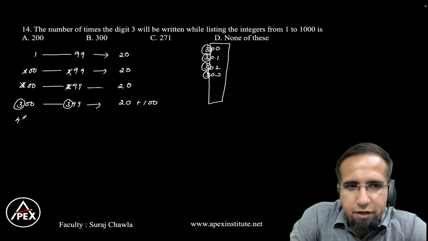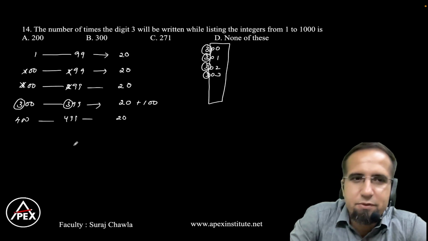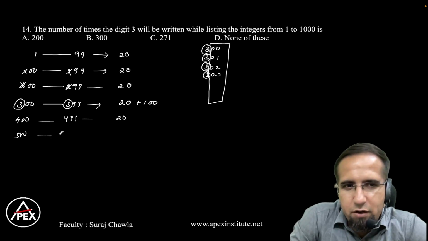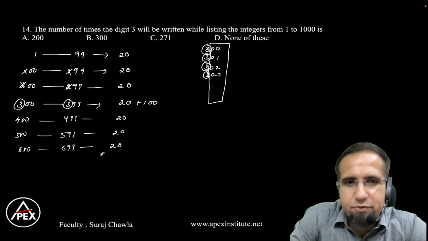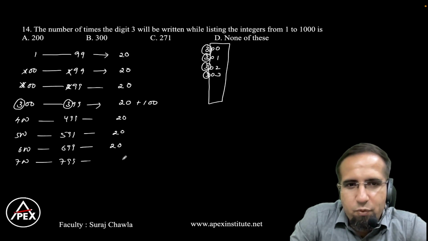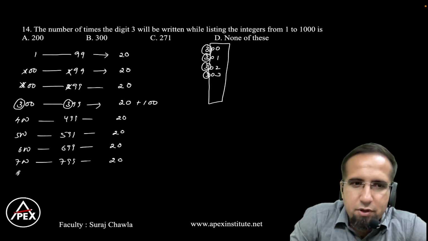Clear? Similarly, from 400 to 499, we will have 20 times. 500 till 599 will again have 20 times. 600 till 699 will again have 20 times. 700 till 799 will again have 20 times.